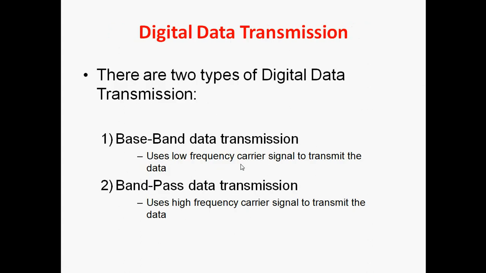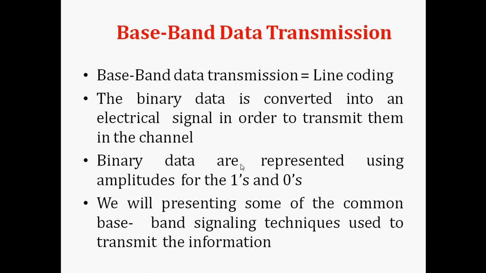Digital data transmission. There are two types of digital data transmission. Baseband data transmission uses a low frequency carrier signal to transmit the data, and the next is bandpass data transmission, which uses a high frequency carrier signal to transmit the data. Baseband data transmission is nothing but line coding techniques.